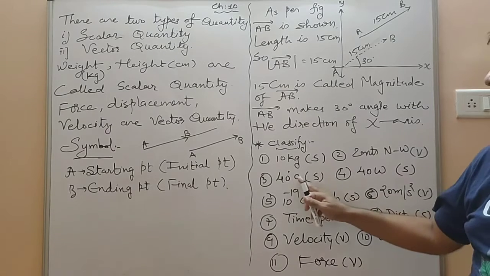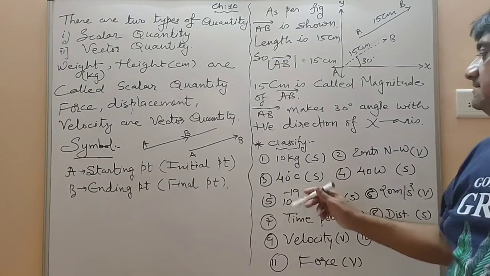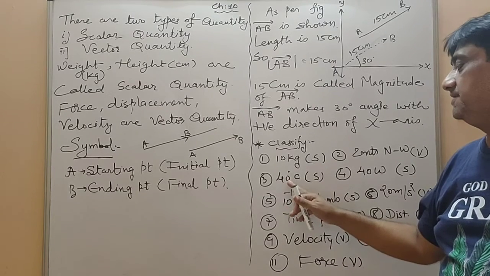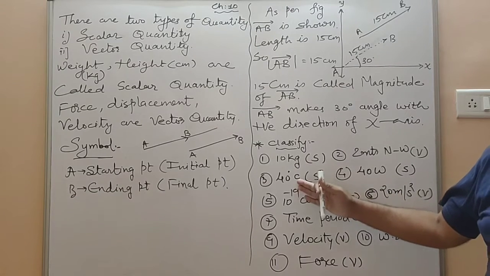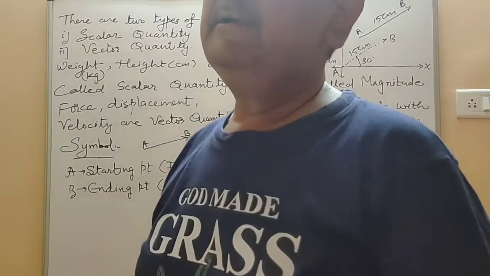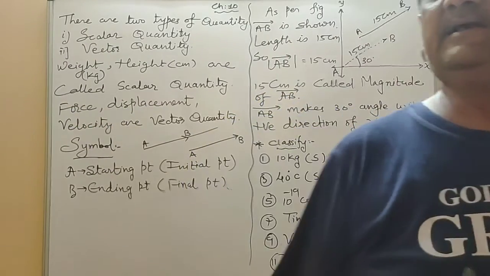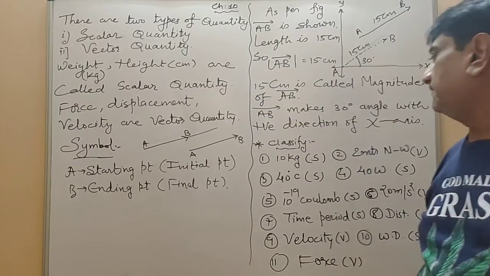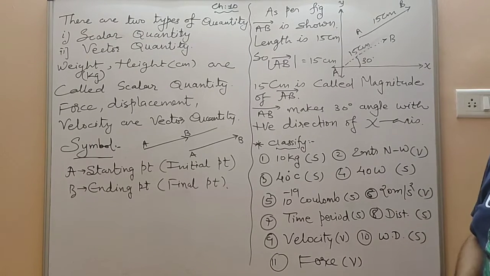Then 40 degree centigrade. Now 40 degree centigrade is a temperature. It is a scalar quantity, because no direction is given in a temperature. Temperature is everywhere. There is no direction. Suppose the temperature of Ahmedabad is 40 degree centigrade. So a particular direction is not there. So 40 degree centigrade is a general word. It is a quantity, but it is a scalar quantity, not a vector quantity.